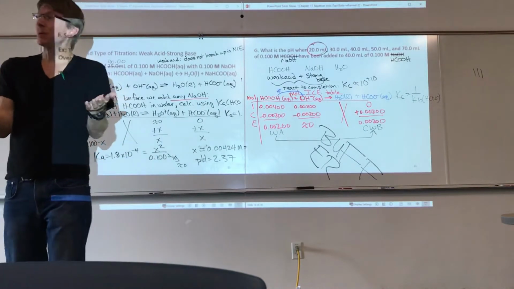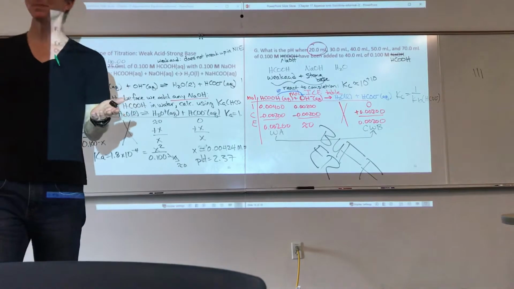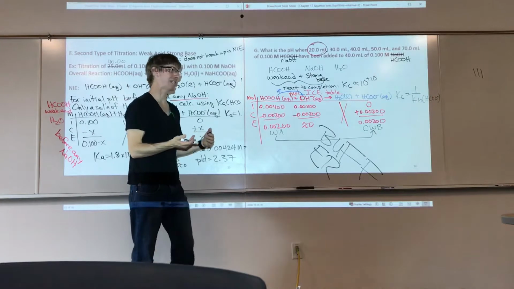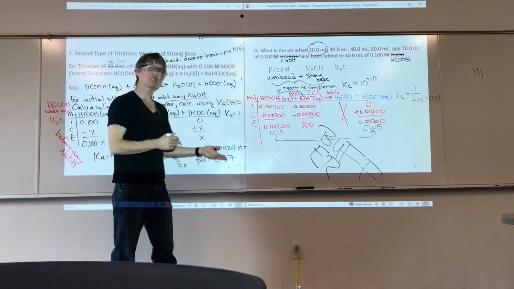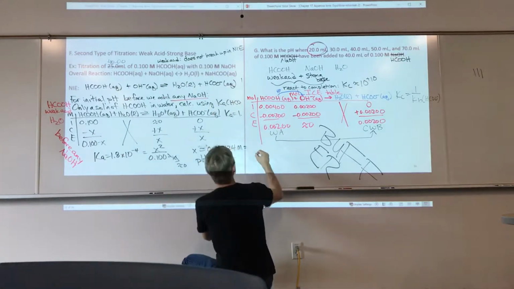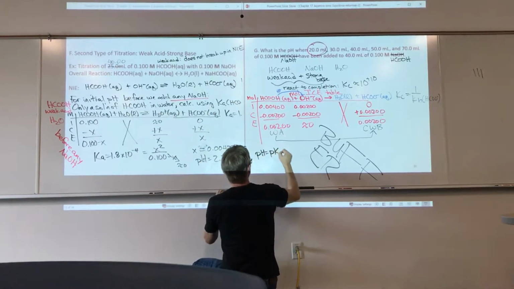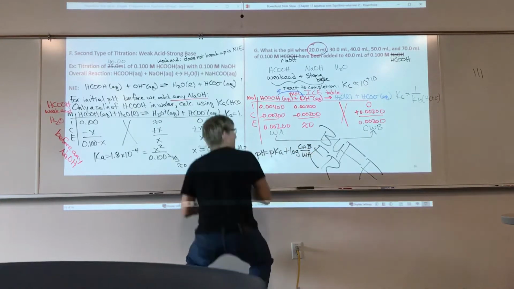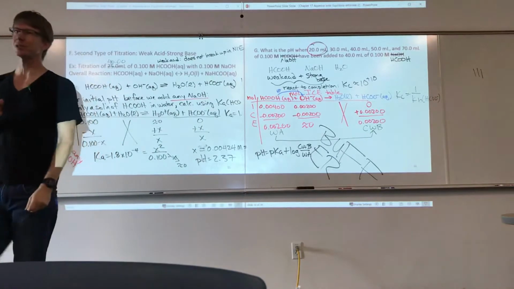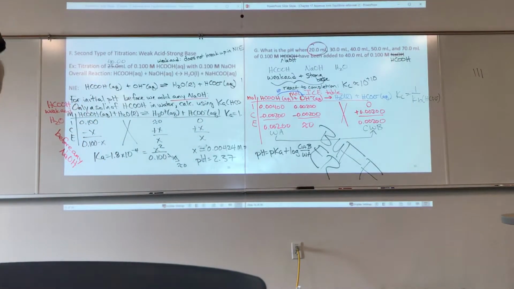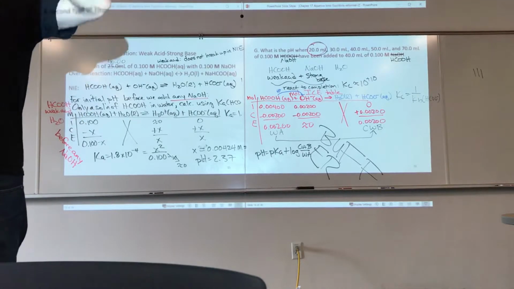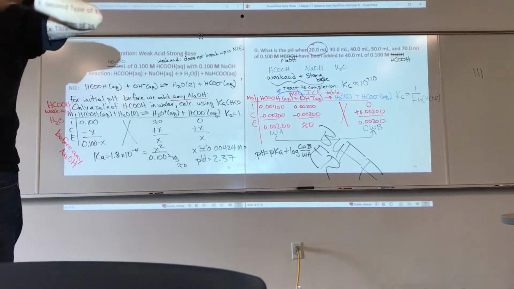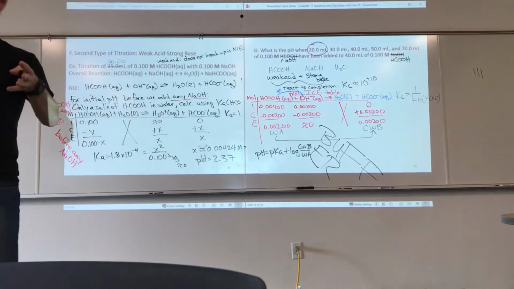But do you remember how we solve all buffer problems from Monday? It's this equation that I don't like to say its name: Henderson-Hasselbalch. It goes like this: pH equals pKa plus log of the conjugate weak base over the weak acid. We said on Monday that I'm writing it this way because those could be moles of conjugate weak base over moles of weak acid, or molarity of conjugate weak base over molarity of weak acid. So I'm just putting the names there.